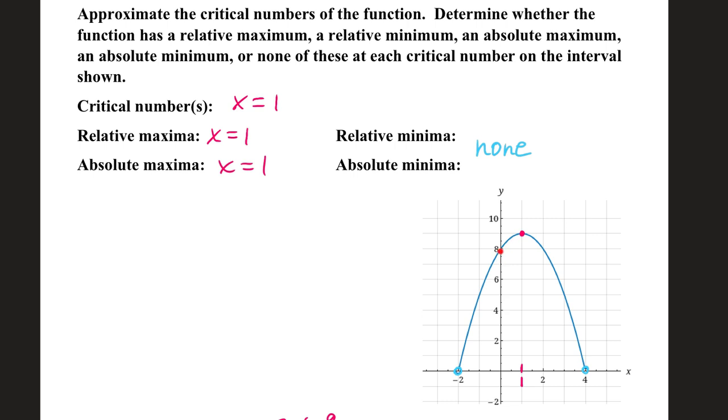Like f of 0 is 8. F of 2 is also 8. 9 is the largest function value, and it occurs at 1. Because these bottom points are not defined, we have no relative or absolute minima.